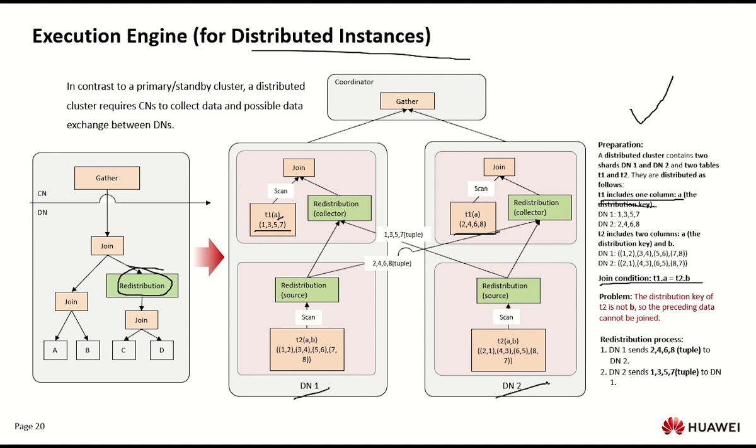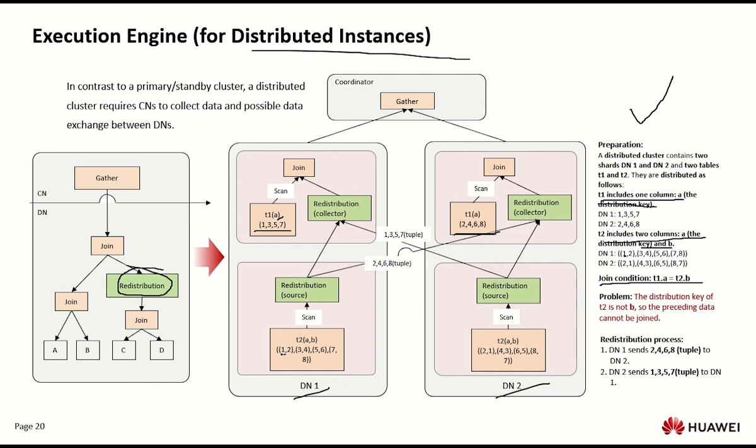Then we have table 2. Table 2 has two columns, A and B, and the distribution key is A. So you will see that the data, 1, 2, because the distribution key is A.